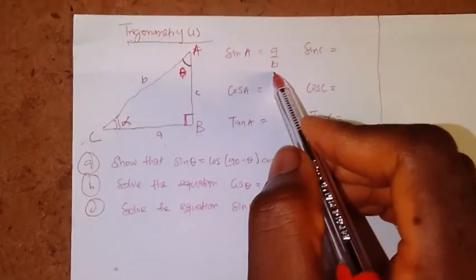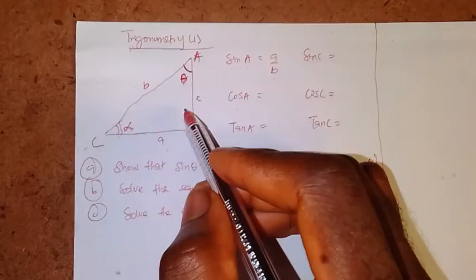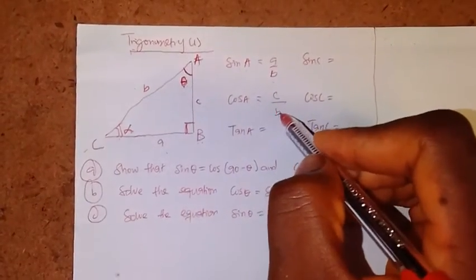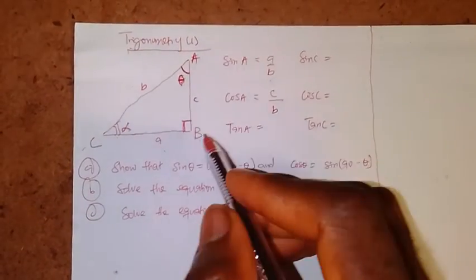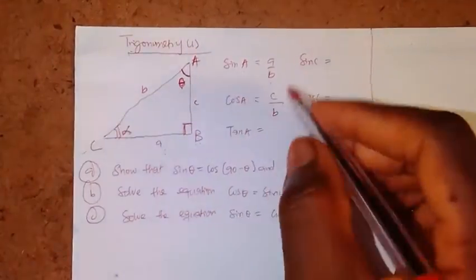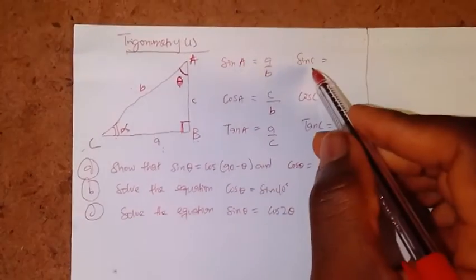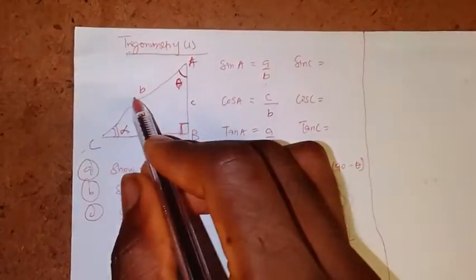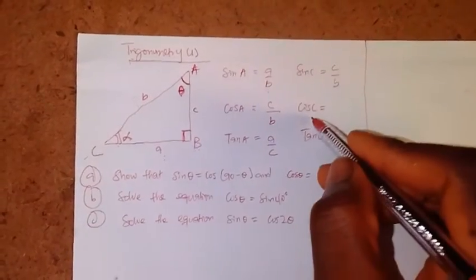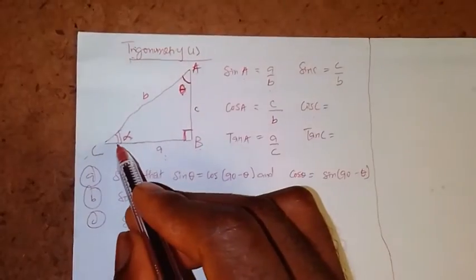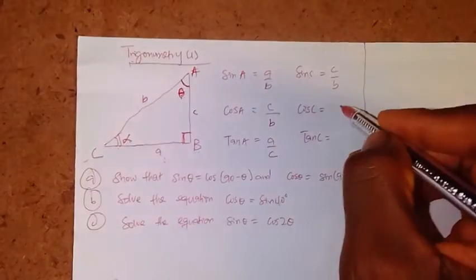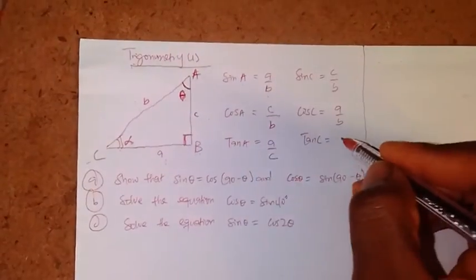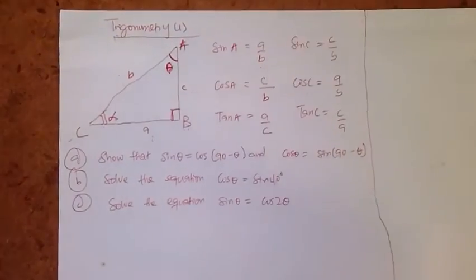I've done that already. For cos A now, cos is adjacent over hypotenuse. This is still my opposite, so my adjacent will be C over B. Then for tangent, which is opposite over adjacent, it is going to be A over C. Now for sine C, sine for angle C becomes opposite over hypotenuse. That's C over B. For my cos C, cos C becomes adjacent over hypotenuse. That's A over B. Then for tan C, that's opposite over adjacent. That's C over A.